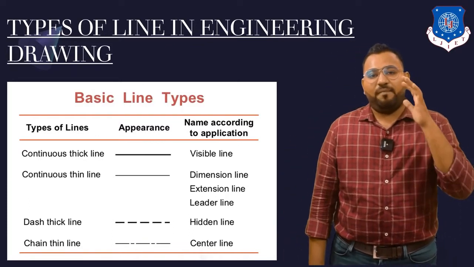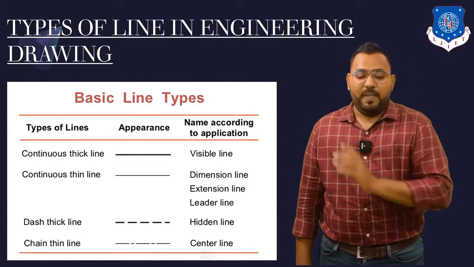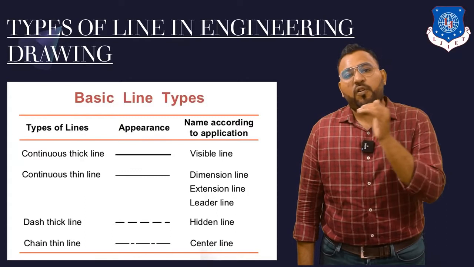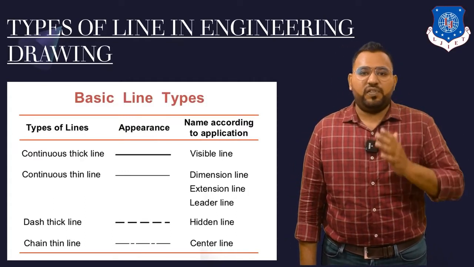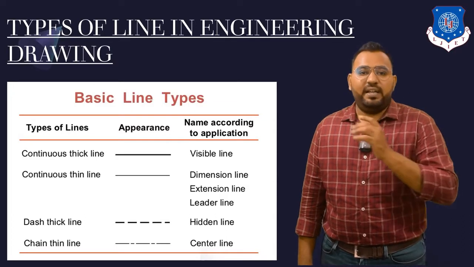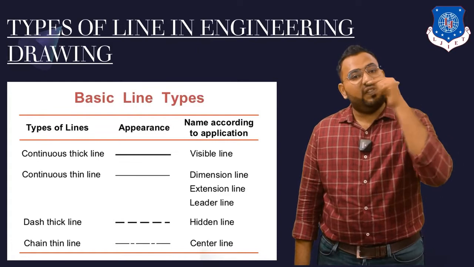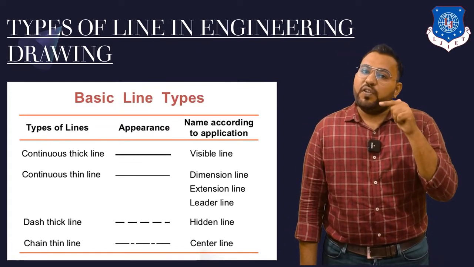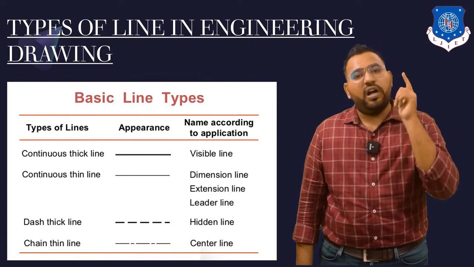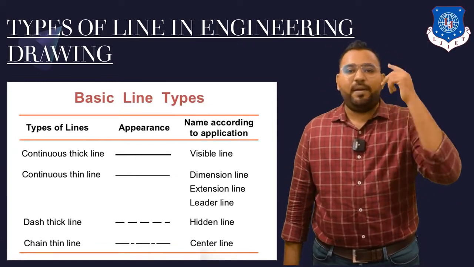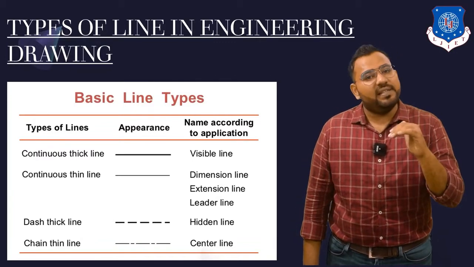Okay, so you can see the first, continuous thick line. See its appearance. It is darker. And what is it used for? It is used for visible lines. Second, you can see the continuous thin line on your screen. It is very light, very thin. So the first line, continuous thick line, you are going to draw with which grade of pencil? Yes, you are right, you have to draw a continuous thick line with an HB grade pencil. Now second, continuous thin line. As the name suggests, this is a thin line.